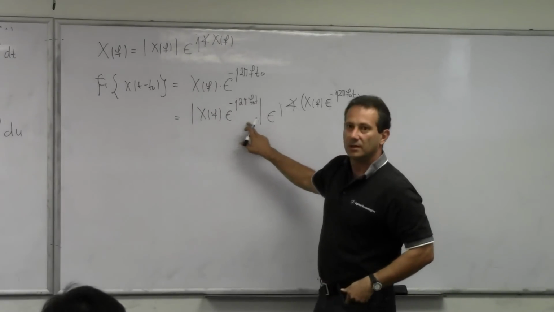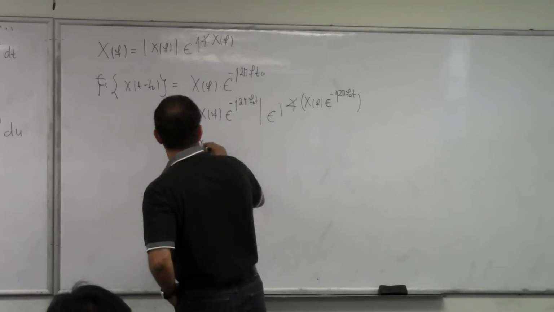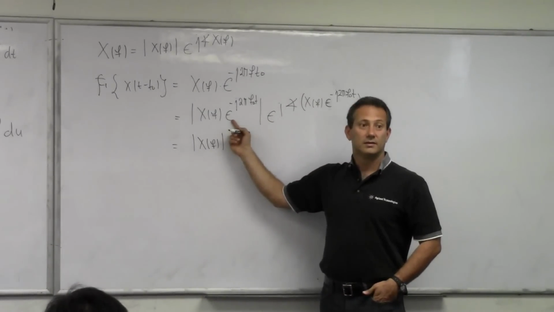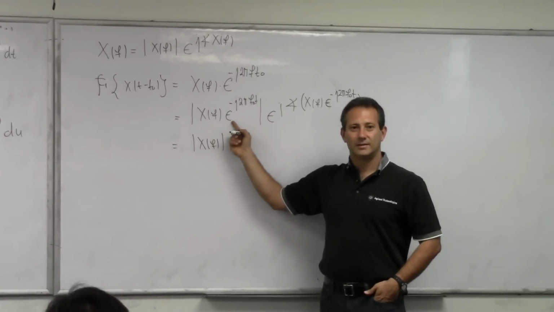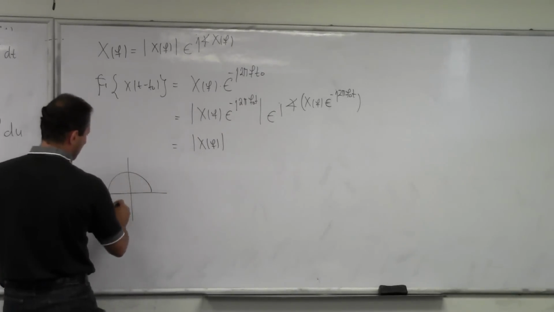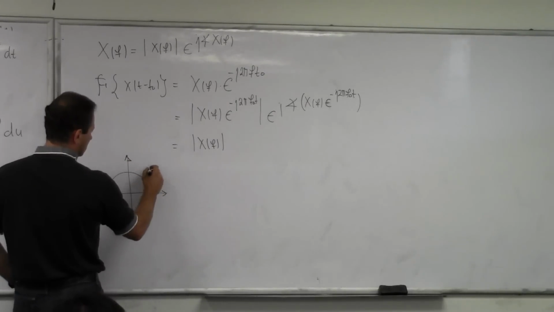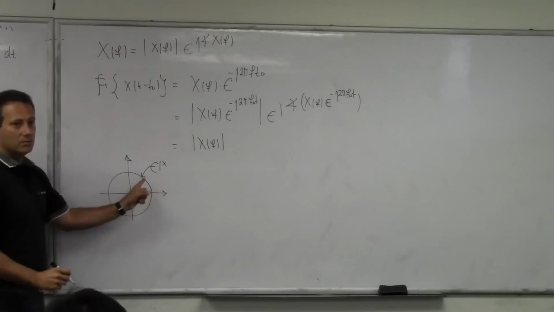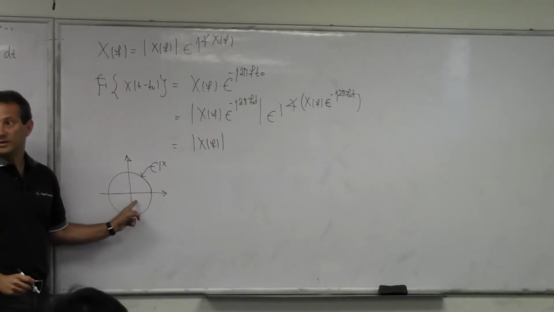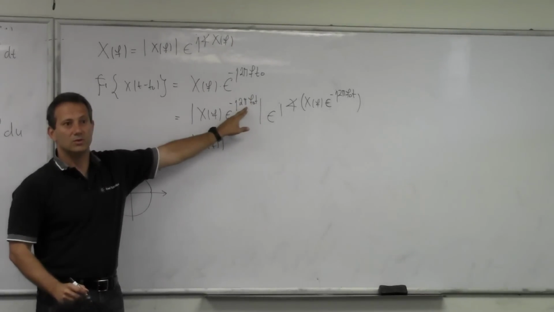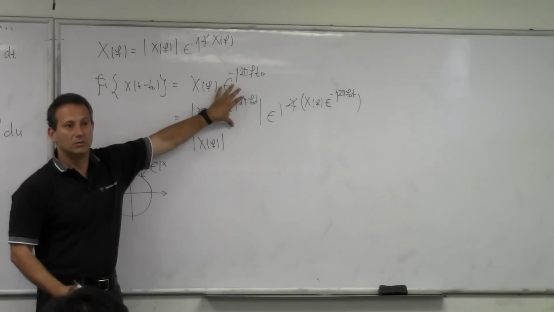What's the magnitude of this? It's the magnitude of X of f. What's the magnitude of the second piece? What's the magnitude of e to the jx? What is it? 1, right? Remember, if you look at complex numbers, where is e to the jx? This circle here is e to the jx, right? So the magnitude of a complex number is its distance from the origin, right? And so e to the j, whatever the argument is here, this resides on a unit circle. So the magnitude of this is equal to 1.